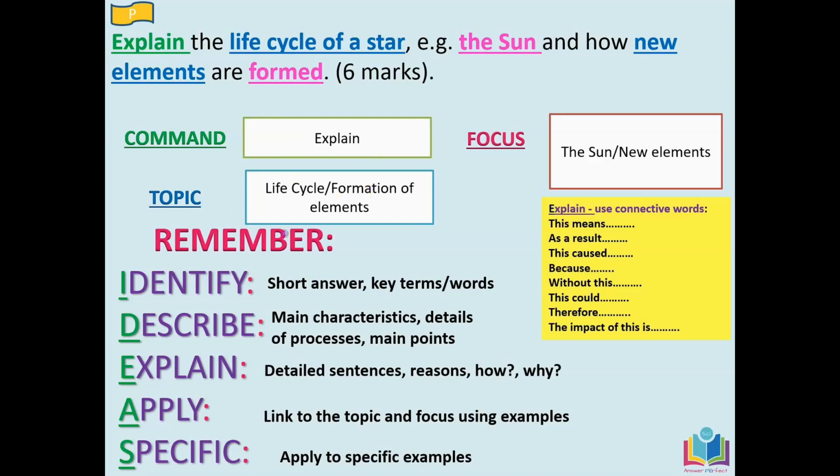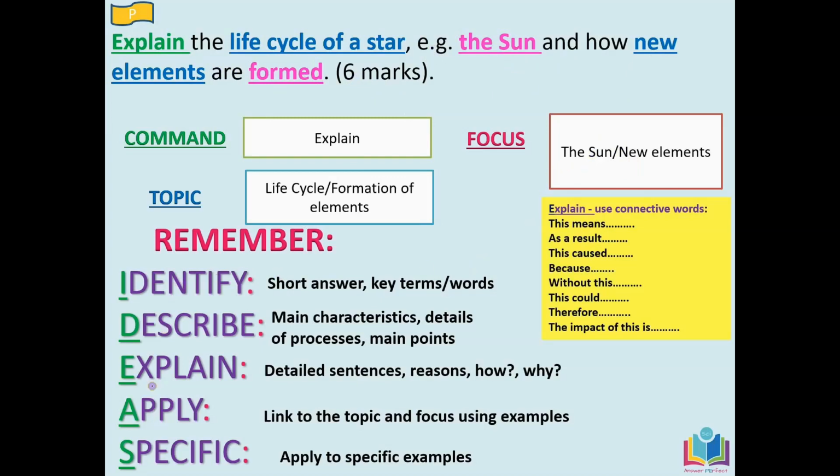So we then look at the topic. Well, we need to know what we need to go into our brain and access our revision about. So this is asking us about the life cycle of a star and the formation of new elements. So that's where we should be going for that information. And we have to focus our question to certain things. So it's given us an example to look at as the Sun, and also the formation of the new elements, not just what they are, it's all about how they're formed.